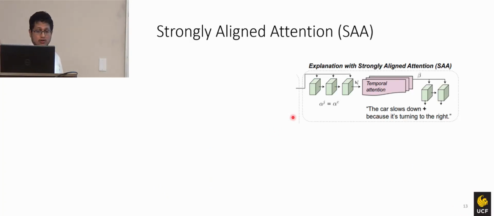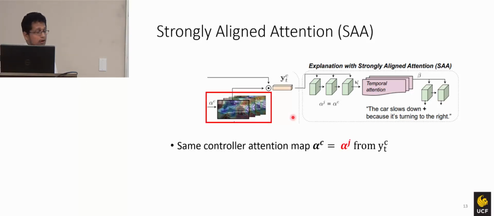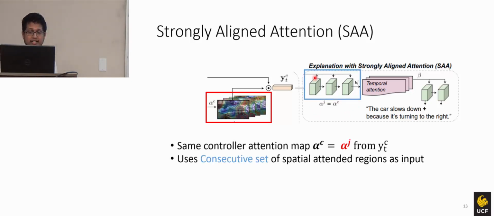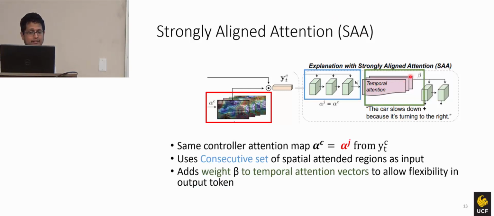After this, we can go either to the strongly aligned attention part or the weakly aligned attention part. The strongly aligned attention is named this way because it uses the same attention that we got from the controller part. This attention is used in a consecutive fashion at different times to generate a temporal attention vector, which is then applied with a weight vector beta, and it goes directly to the explanation generator LSTM. There is no other attention information generated here, just the attention maps from the controller part used in a consecutive time fashion. That's why they say alpha j, the attention of the justifier, and alpha c, the attention of the controller, are equal.